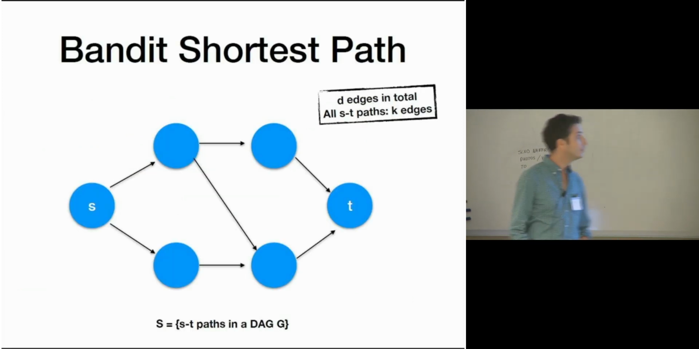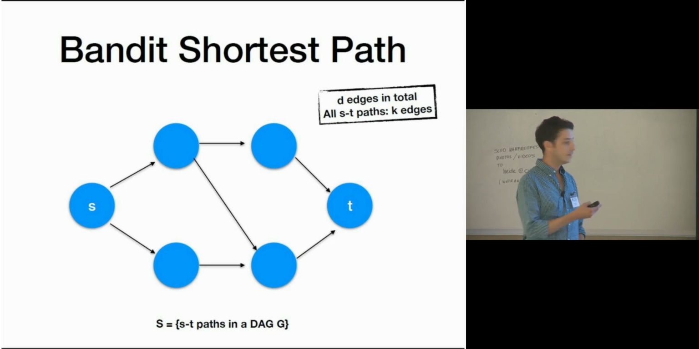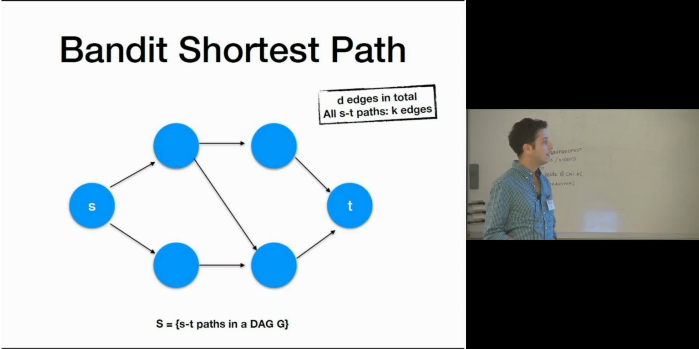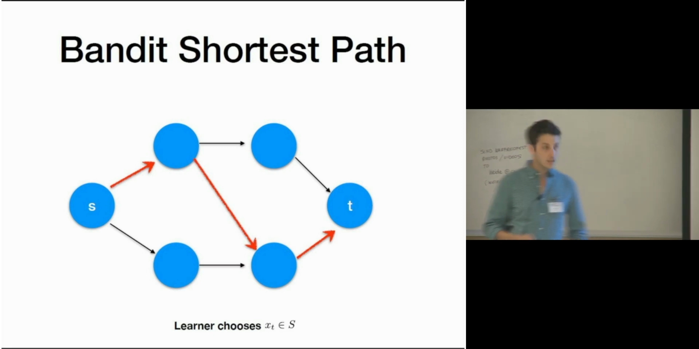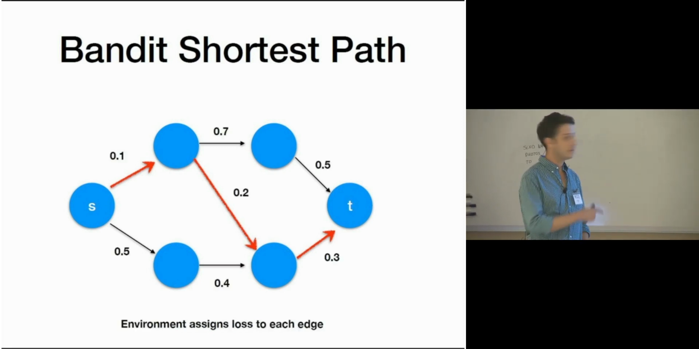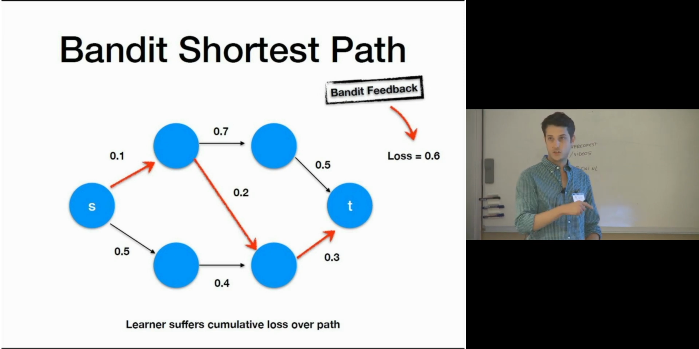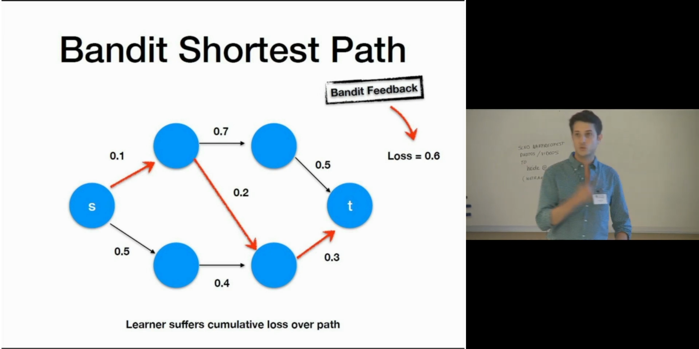Let me start from an example, and this is the well-known bandit shortest path problem, where it is a game between a learner and an environment. There's a directed acyclic graph G with two vertices S and T. And at every round T of the game, the learner has to choose an S-T path. Simultaneously, the environment assigns a loss to each of the edges of the graph. So these losses can be adversarial, not necessarily stochastic. And then the learner suffers the total loss over the path that she chose. And also we assume bandit feedback, which means that the learner only gets to observe this loss.